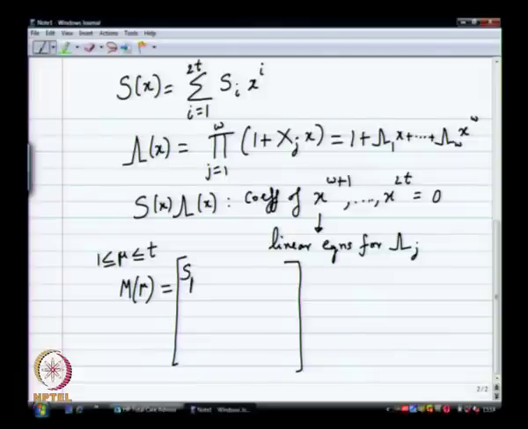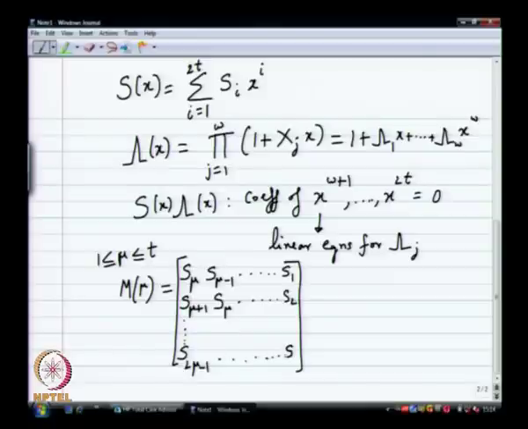S mu minus 1, all the way to S 1, then S mu plus 1, S mu, S 2, all the way down to S 2 mu minus 1, all the way till S mu. Okay, this is the matrix.